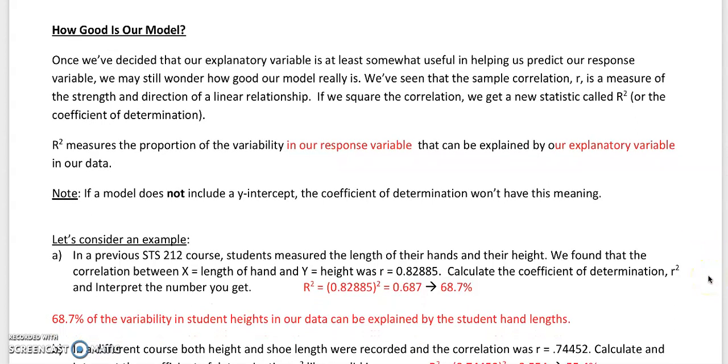If you want to, pause the video right now, this might be worth doing, and answer this next question. It's going to be the exact same thing, but now we're going to look at height and shoe length, calculate the R-squared, and write a sentence for the interpretation.